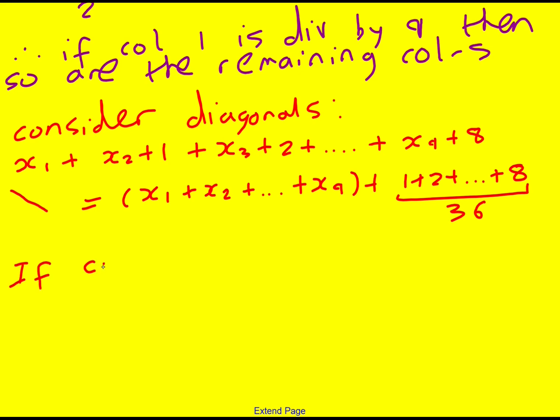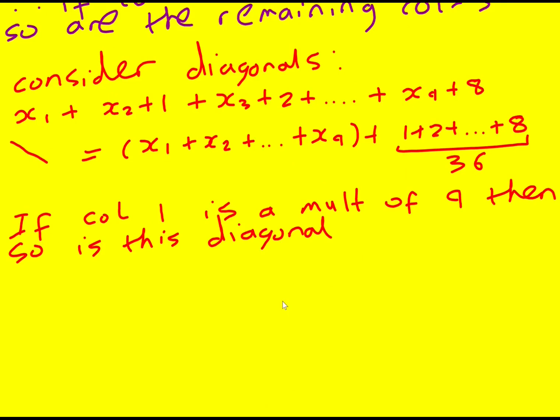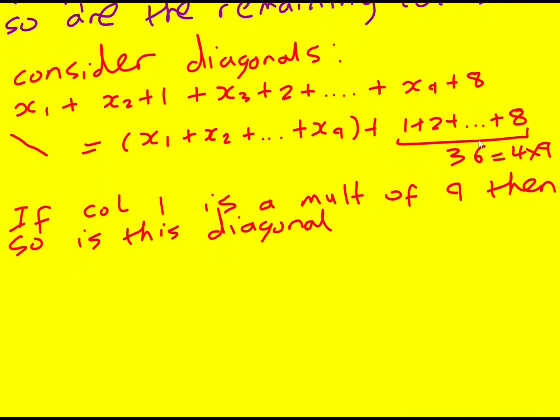So if column 1 is a multiple of 9, then so is this diagonal. Remember, I'm still dealing in this world of the numbers being consecutive, but we can just assume that from now on. And that would mean this diagonal is a multiple of 9 plus 36, which is also a multiple of 9. Should have maybe just pointed that out.